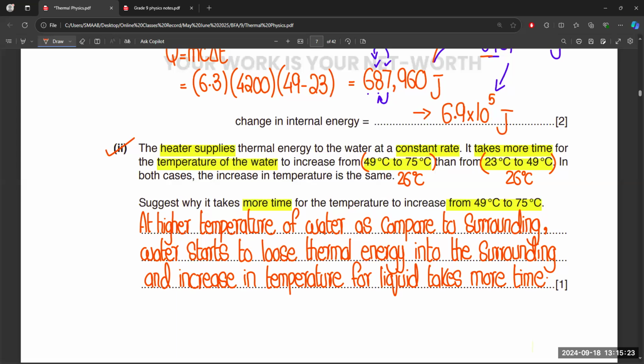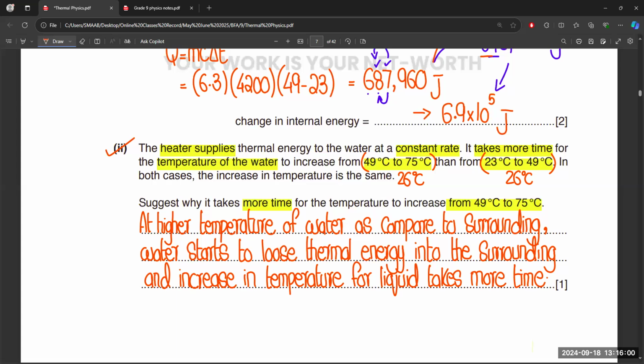So when water reaches the temperature of 49, 49 is not a normal temperature, right? It only takes place in the sunny season, in very hot summers in a few countries, not all over the world. So 49 degrees is a very high temperature as compared to normal room temperature. So when water reaches this temperature, it is higher on average as compared to the surrounding, so water starts to transfer thermal energy into the surrounding. Basically it is losing its thermal energy into the surrounding.